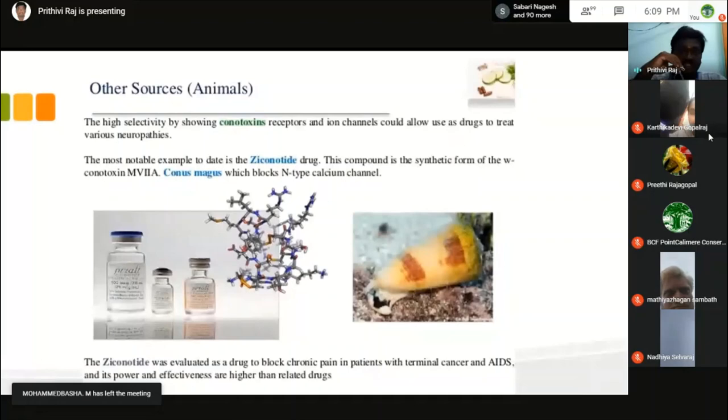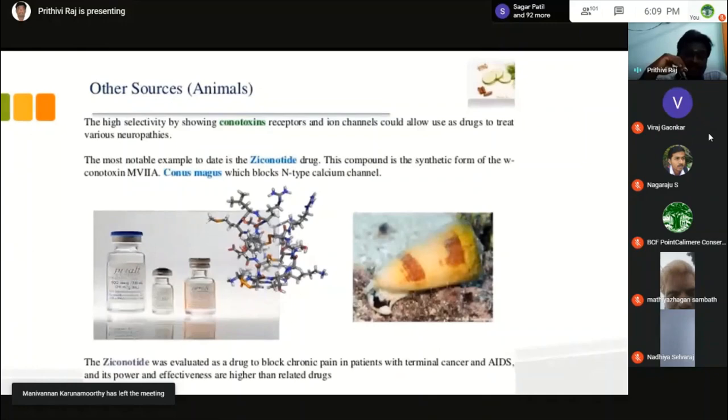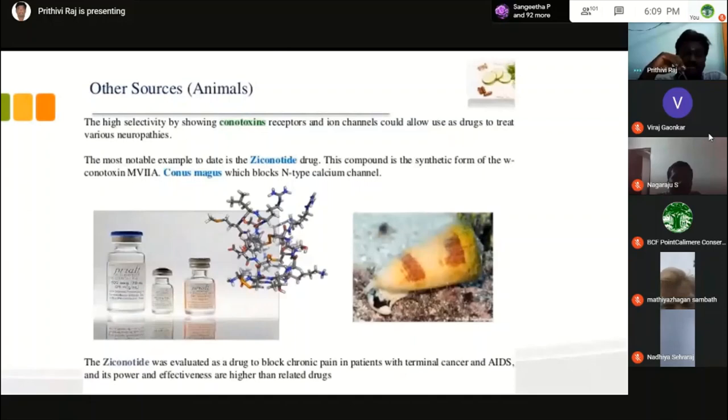It is used to block chronic pain; it is used as a painkiller in patients. It is also used to treat cancer and AIDS. It is very, very powerful, with effectiveness higher than other drugs. It is also very, very toxic. If you take more than the dose, it will damage our nervous system.